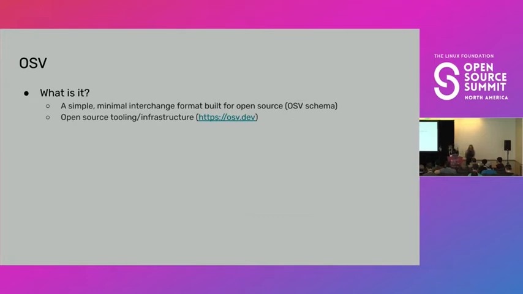So OSV is our solution to many of the problems that we just described. So what exactly is OSV? There are actually two parts to it. The first part is a vulnerability schema that we developed that allows us to encode vulnerability information in a way that's automatable and consistent. And the second is tooling and infrastructure that aggregates, indexes, and makes this data useful.